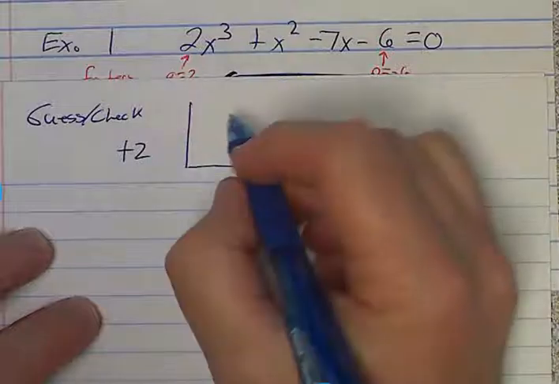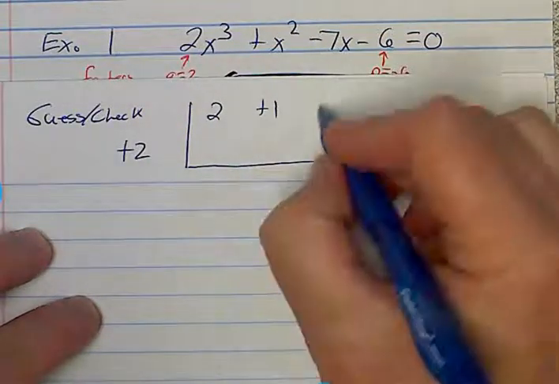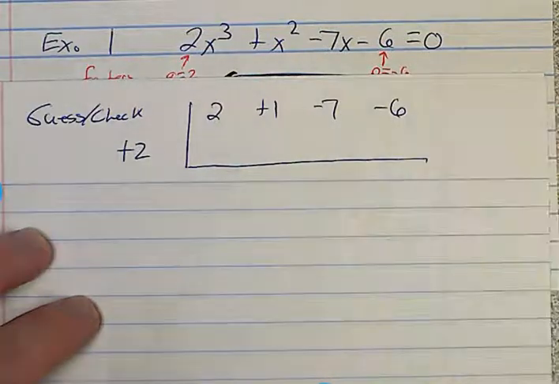It's in descending order, so we're good. So we've got a 2. That's a plus 1 for the x squared, a minus 7, and a minus 6.